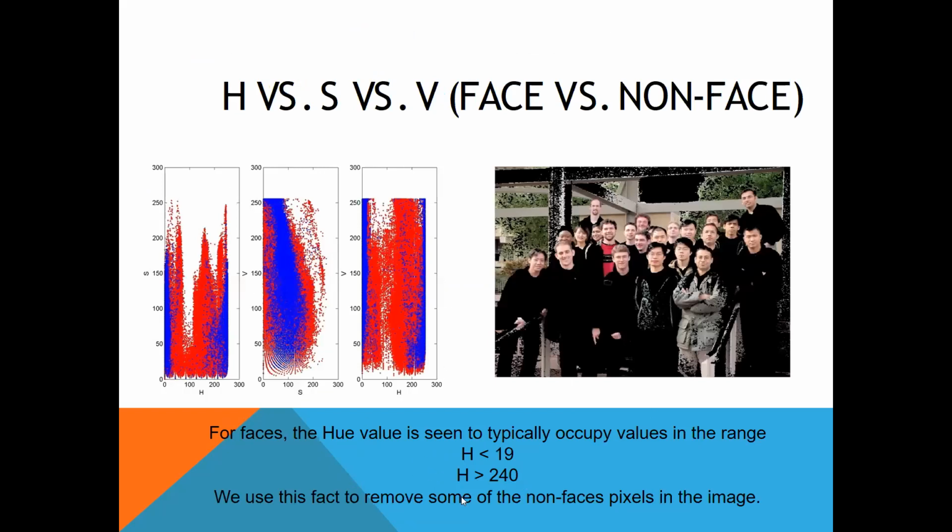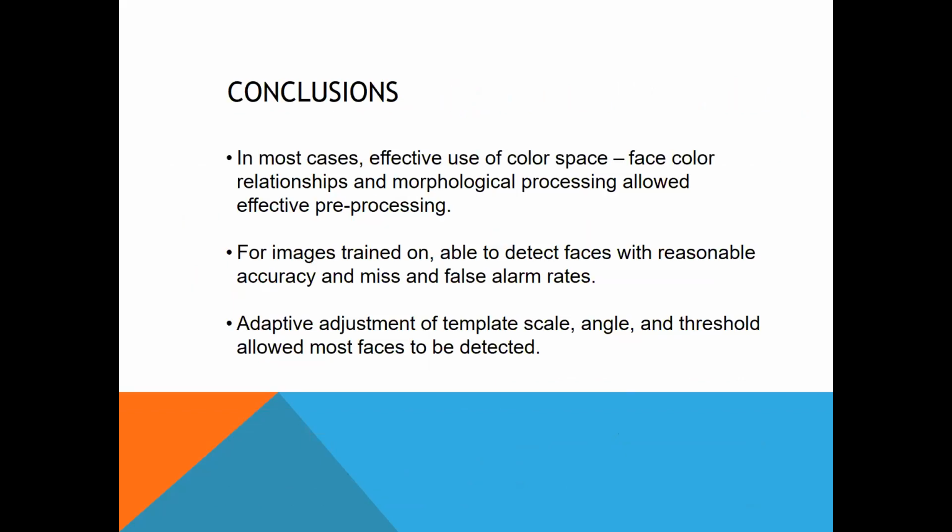So we have to go for this. All these are the criteria we are following, and these are the images we are getting. The conclusion is that in most cases there is effective use of color space. The face color relationship and morphological processing allowed effective pre-processing. In the upcoming days, we will go through what morphology is, what restoration is, and clear all these terms. For the image trained, we have to detect a face with reasonable accuracy and miss and false alarm rates. So adaptive adjustments are there in it.